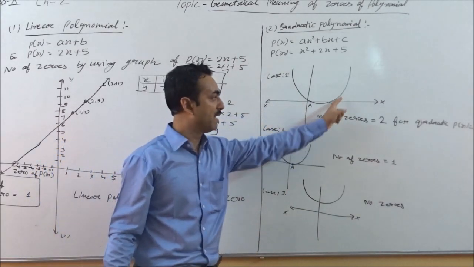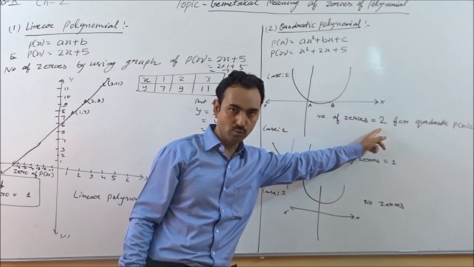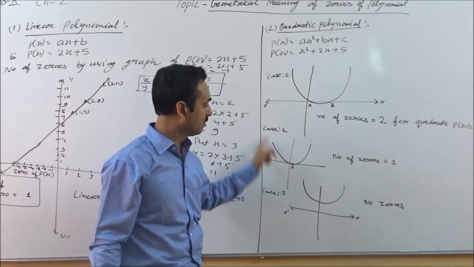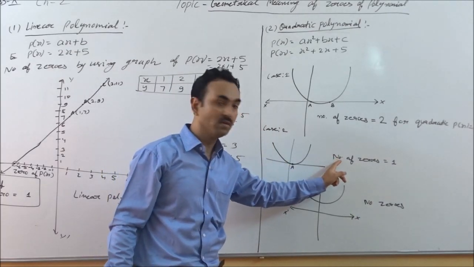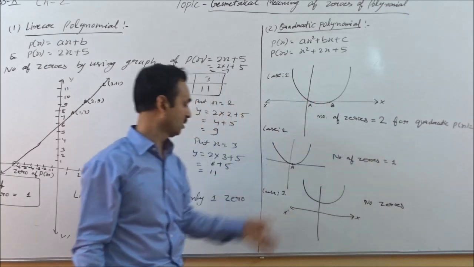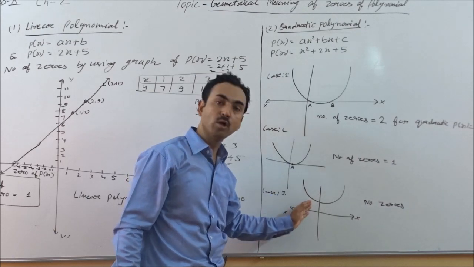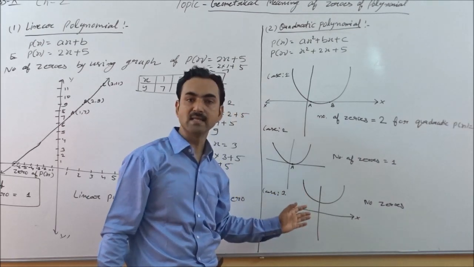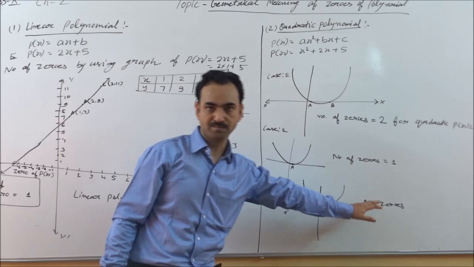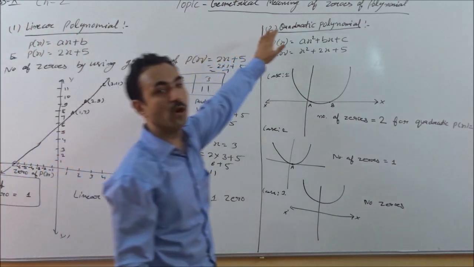The parabola may cross at 2 points on the x-axis, so the number of zeros is 2. The parabola may cross at 1 point, so the number of zeros is 1. And the graph of the quadratic polynomial may not pass through any point on the x-axis, so there will be no zeros. Right. So we have learned about the geometrical meaning of zeros of a polynomial, first for linear polynomial and second for quadratic polynomial.